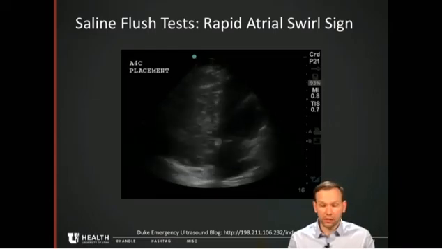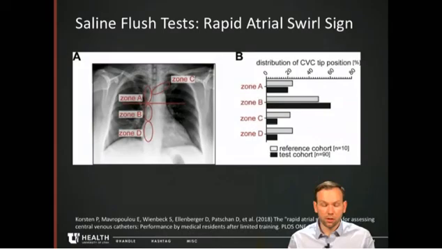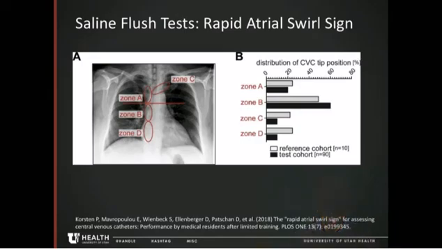So this has also been studied, using residents who are learning. They essentially had them do this technique, and what they looked for is that they wanted to see that flush come within 2 seconds of injection. And if the flush was absent or delayed, that indicated that the central line was not in the right spot, and that you could adjust the central line or restart the procedure, depending on what you found.